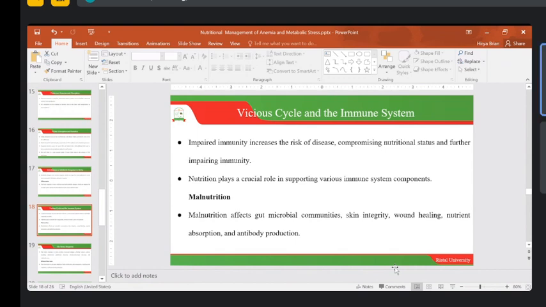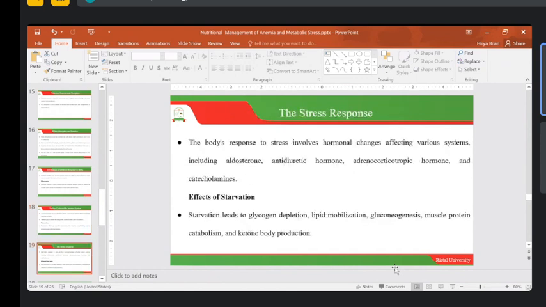If the person has a normal nutritional status, really the opportunistic infections and other comorbidities will find it hard to compromise this individual. So nutrition plays a crucial role in supporting the various immune system components, like we mentioned. And malnutrition affects the gut microbiome communities and the skin integrity, leading to poor wound healing and poor nutrient absorption, and it will also impair antibody production. And once antibody production is impaired, really infections will compromise the health of an individual.